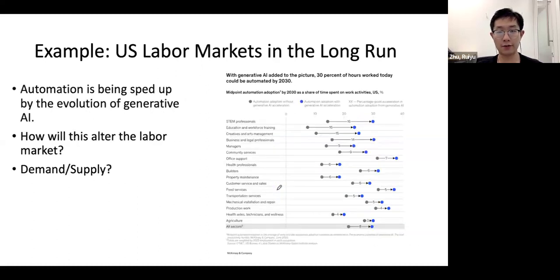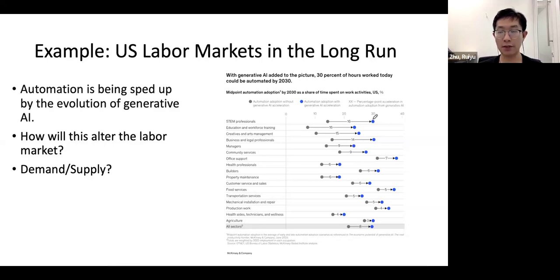Now, if we consider another force, which is generative AI, this figure shows the proportion of work activities that can be automated by 2030. The gray points represent the case where there is no generative AI, and the blue points represent the case with generative AI. We can see that automation is being sped up a lot by the evolution of generative AI. So if we believe that generative AI will replace human work, how will this alter the labor market? Please think for a minute about this question.